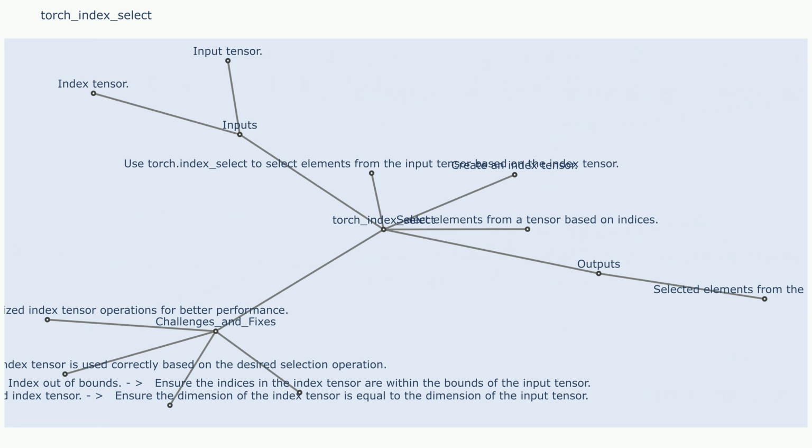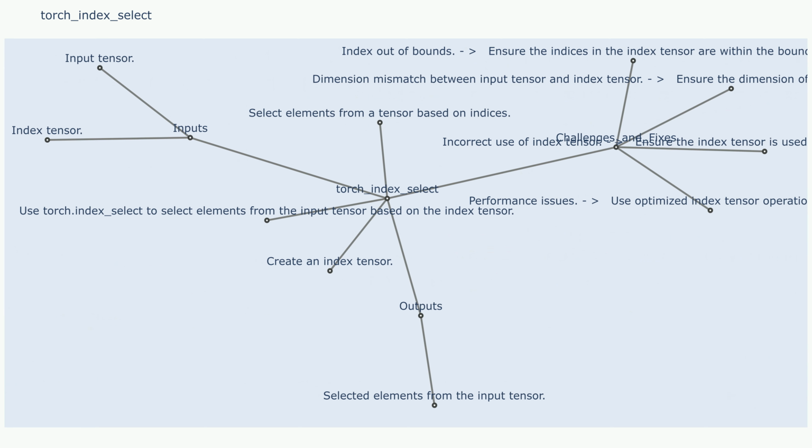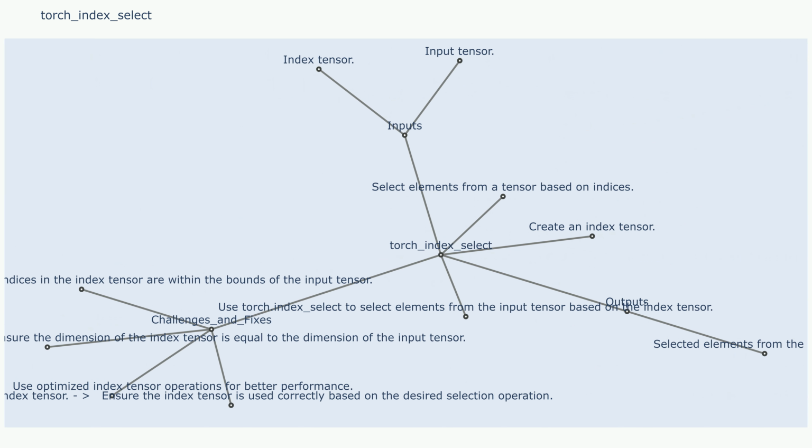Inputs. Input 1: input. This is the tensor from which you want to select elements. It can be of any dimension. Input 2: dim. This is the dimension along which you want to perform the selection. For example, if you have a 2D tensor, dim 0 selects rows, and dim 1 selects columns.